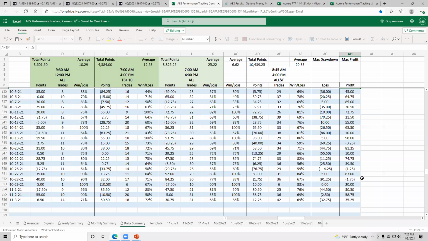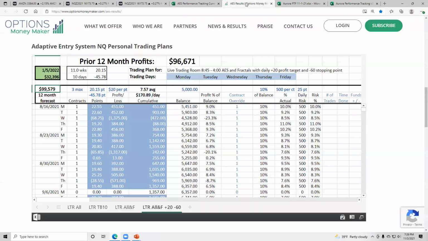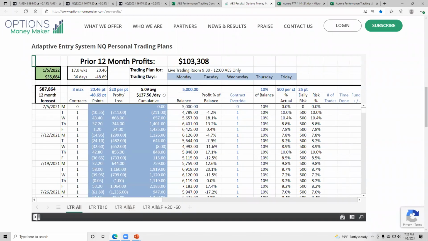Does the LTR all tab mean no fractals? That's exactly what it means. LTR all is no fractals, and it's 9:30 to noon. It's a different time frame. So that 9:30 to noon category, taking just the 4 adaptive entry system signals, excluding fractals, it's the same scenario.